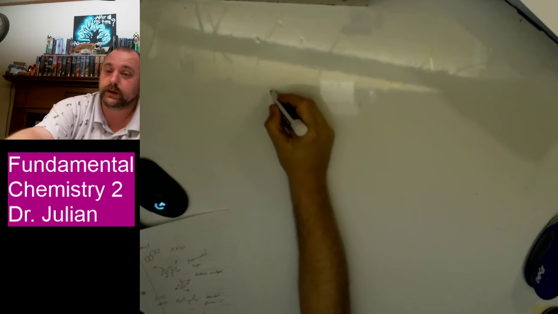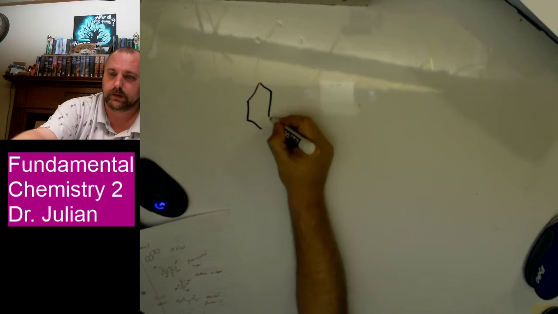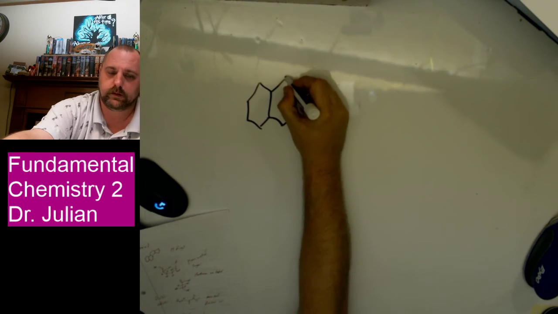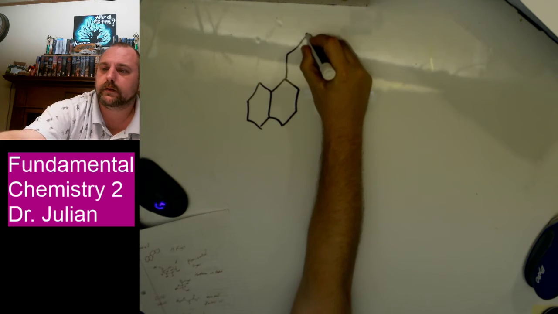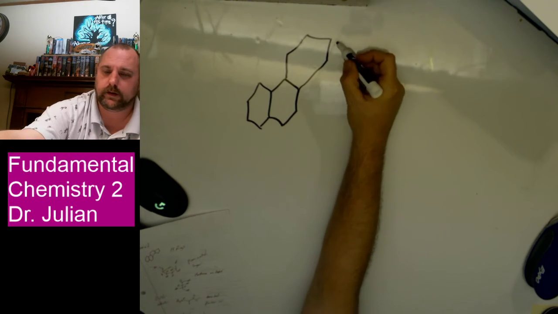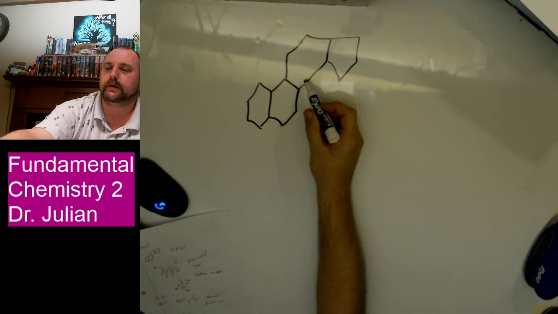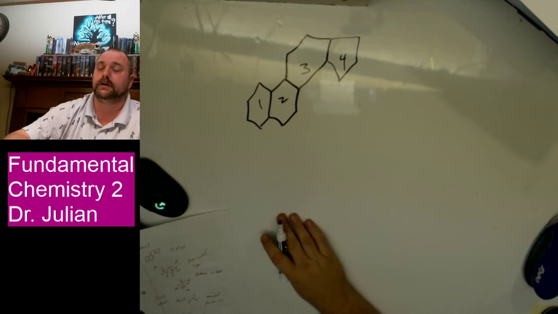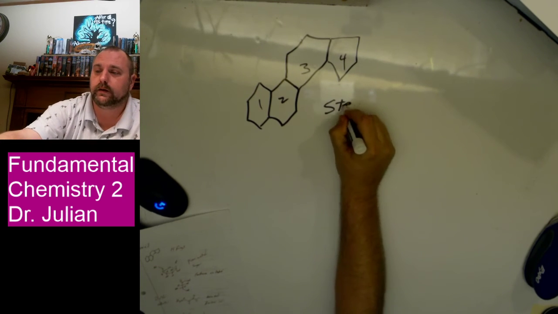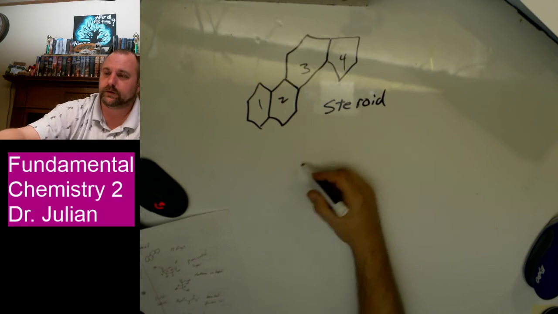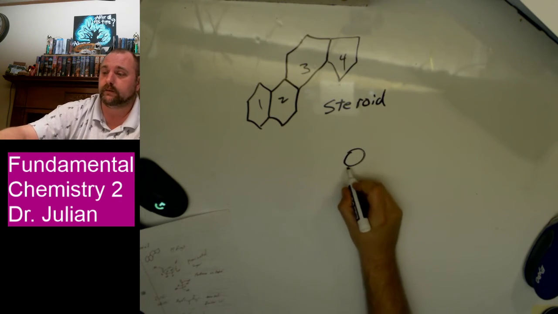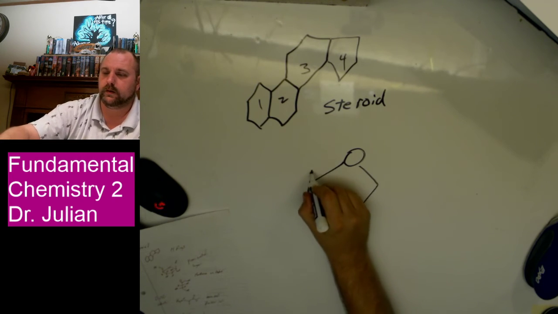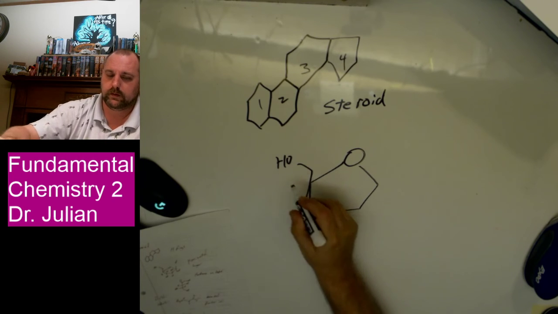So steroids, pretty easy. Make sure you remember their kind of iconic shape here. 5 rings, or 4 rings, sorry. So 1, 2, 3, 4 rings in that shape. So that's a steroid. Make sure you're able to do all kinds of stuff with sugars.